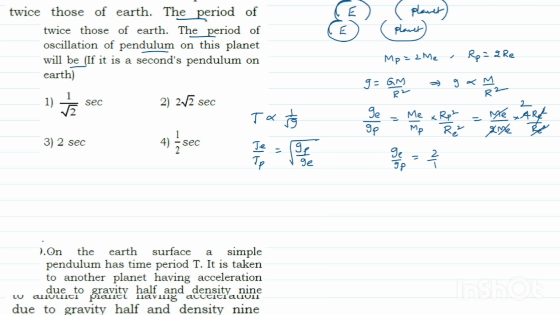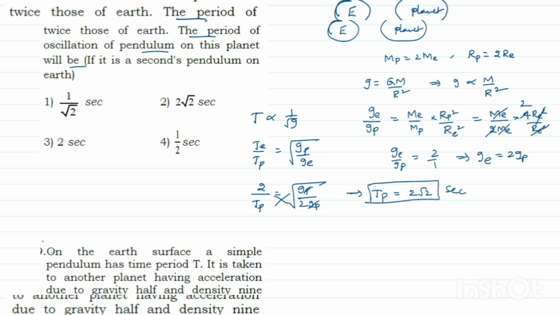The time period of the pendulum on the Earth is a seconds pendulum, which is given. A seconds pendulum has a time period of 2 seconds. They are asking for the time period of the pendulum on the planet. So gp by ge is nothing but 2 times of gp, taken under root. This gets cancelled, and when you cross multiply, the time period of the planet will be 2 times root 2 seconds. This is the time period of the pendulum on the planet.